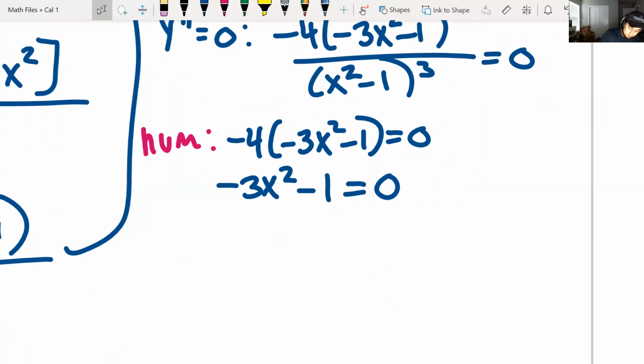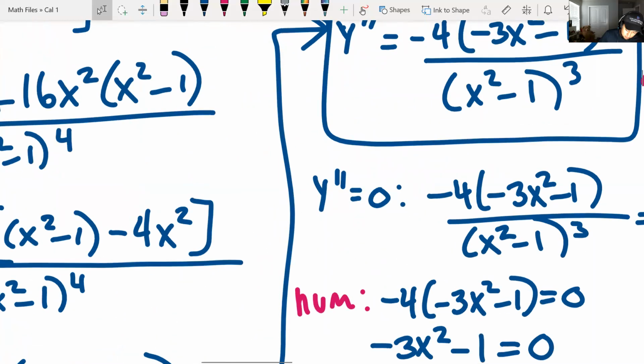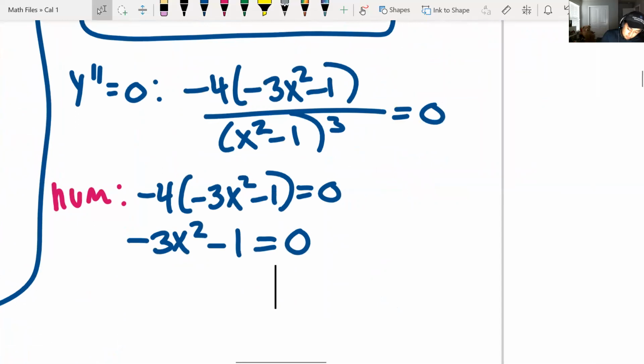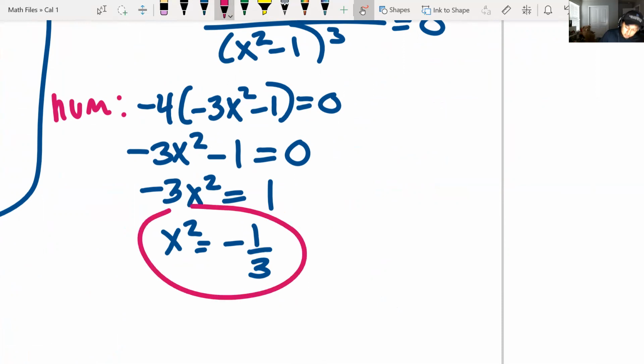And then negative 3x squared equals 1, and x squared equals negative 1/3. Cannot use these because we will get imaginary critical numbers. So numerator's done. Can't use those.